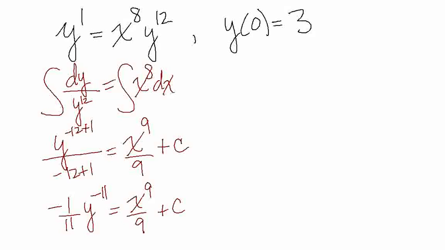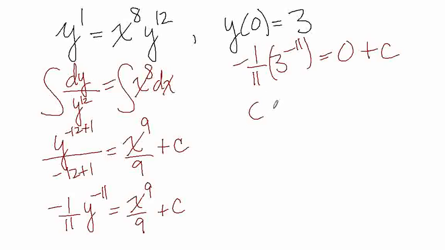Let's see, so now why don't I try to solve for the constant of integration? And I'm going to do that by using the fact that when x is equal to 0, y has to equal 3. So minus 1 over 11, I'm going to replace y with 3 now. So 3 to the minus 11. And that's going to equal 0 plus c. So now we know that c is equal to minus 1 over 11 times 3 to the minus 11.